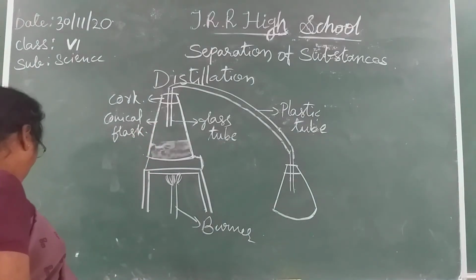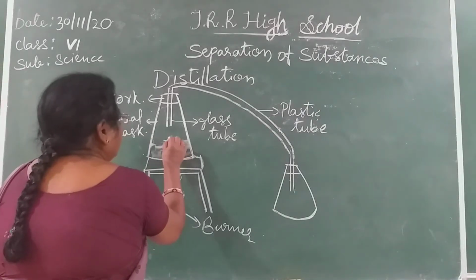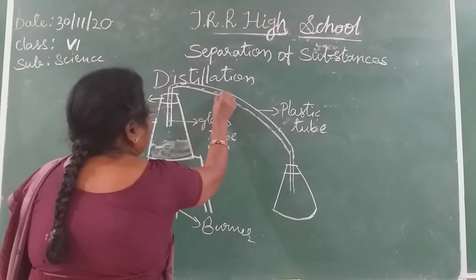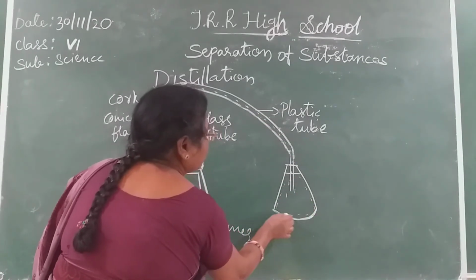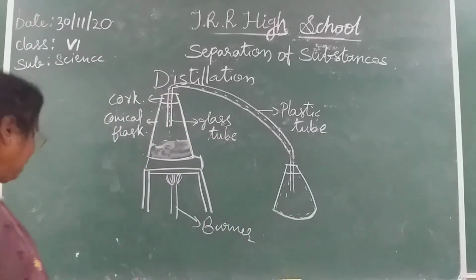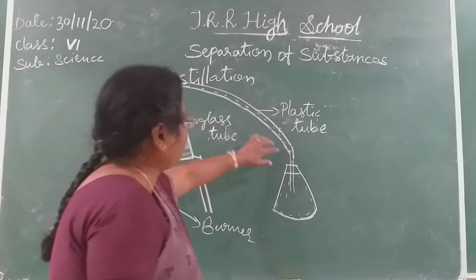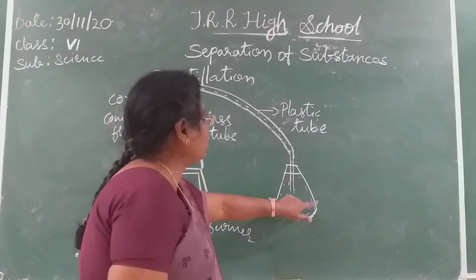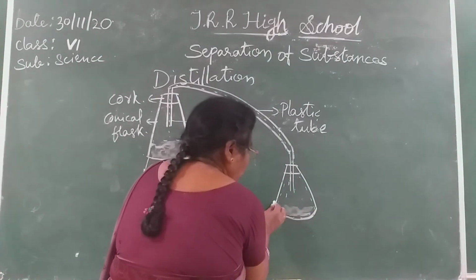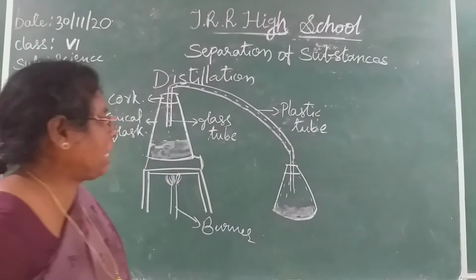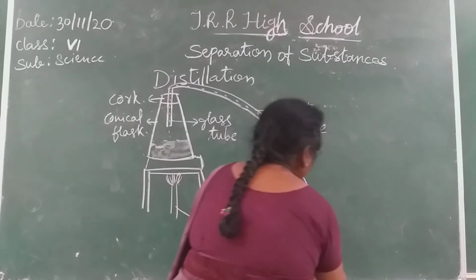Slowly this water changes into vapor state and it passes through the rubber tube connected to the side of the conical flask, isn't it? And this water vapor turns into water slowly on cooling. The water which is collected in the second conical flask is distilled water.